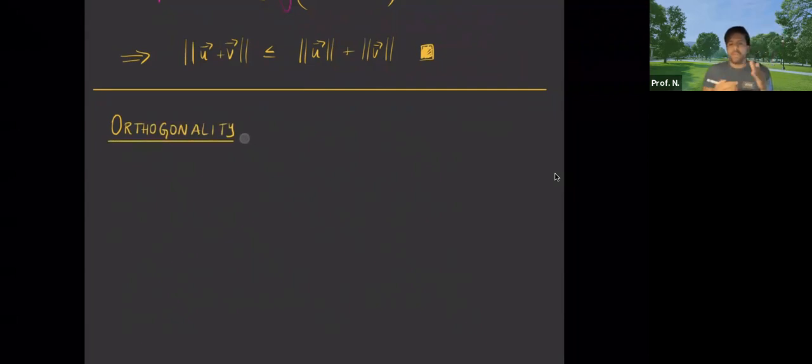This idea of being perpendicular, being orthogonal, is something people have been interested in since ancient times, having vectors that are perpendicular. So orthogonality is related to things that are perpendicular.